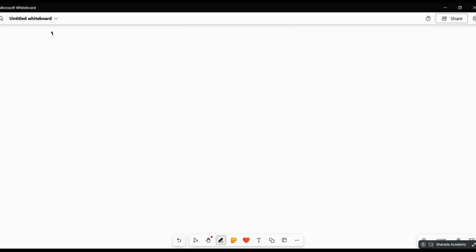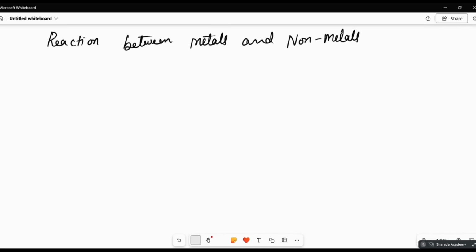Next, write down this: the reaction between metals and non-metals. Between metals and non-metals. Neutralization reaction. Not always. Exceptions are the beauty of chemistry. Great words of someone.